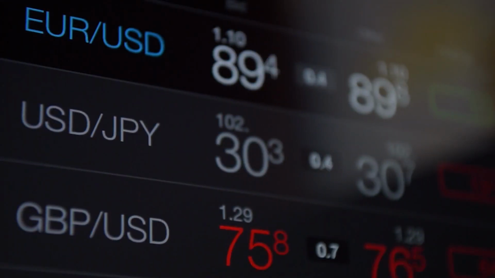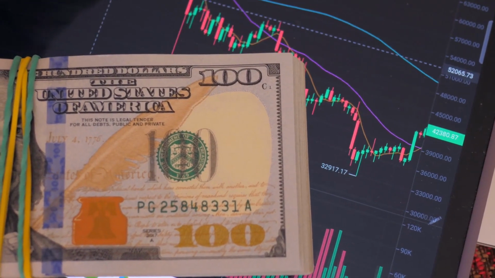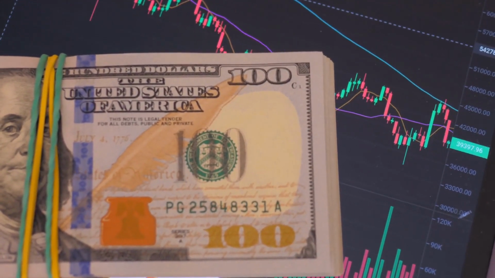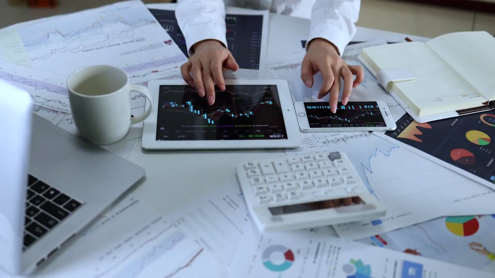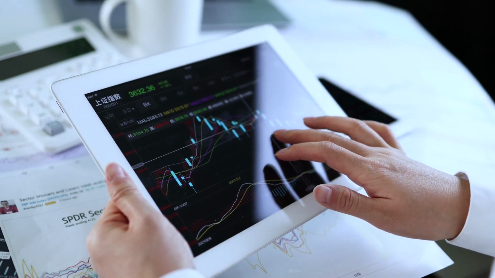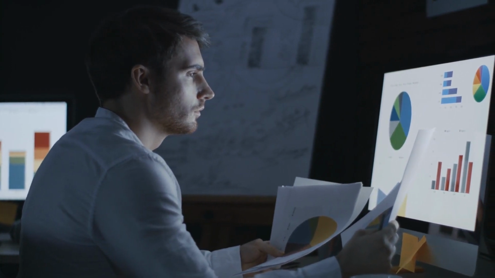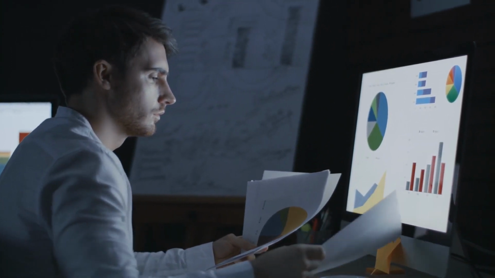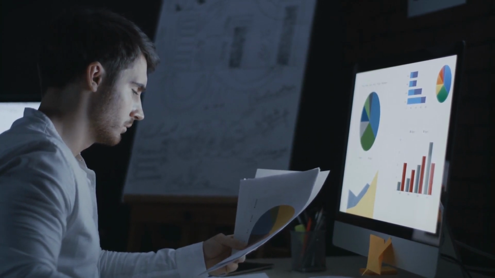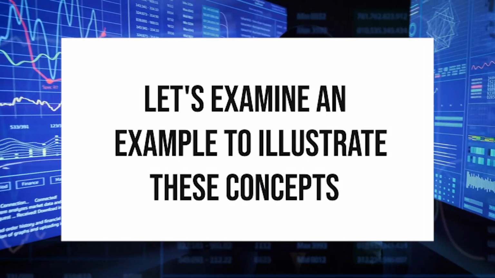Although the currency pair behaves as a single entity, technically you are long on one currency and short on the other. In terms of financing, you are lending the currency you are long on and borrowing the currency you are short on. This lending and borrowing activity is subject to the overnight lending rate of each respective currency. As a general rule, an investor receives a credit if the currency they are long on has a higher interest rate compared to the currency they are short on. Conversely, an investor is debited if the currency they are long on has a lower interest rate than the currency they are short on. Let's examine an example to illustrate these concepts.